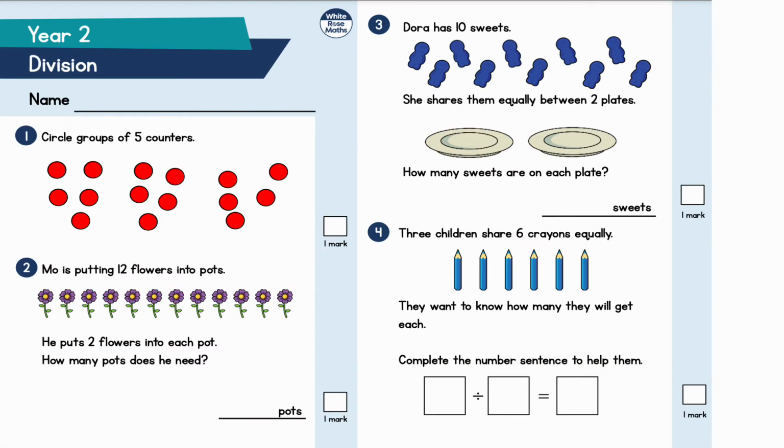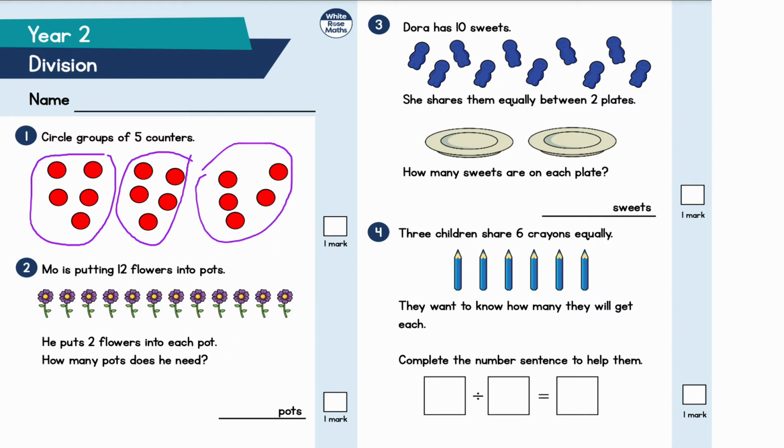We're now looking at year 2 division, White Rose Maths. Okay, this is question number 1. Circle groups of 5 counters. Well, I've got 5 counters there, 5 counters there, and 5 counters there. So I've got 3 groups of 5 counters.